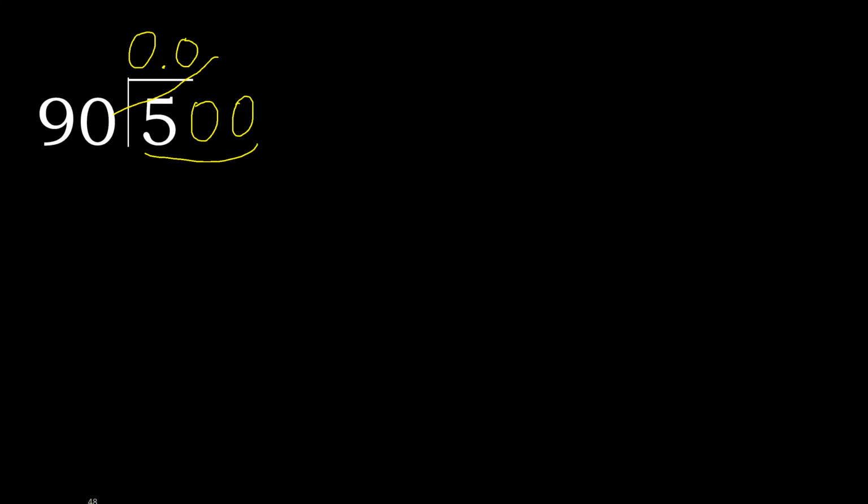90 multiply by which number is nearest to 500, but not greater. 90 multiply by 6 is greater, multiply by 5 is, okay, is not greater.